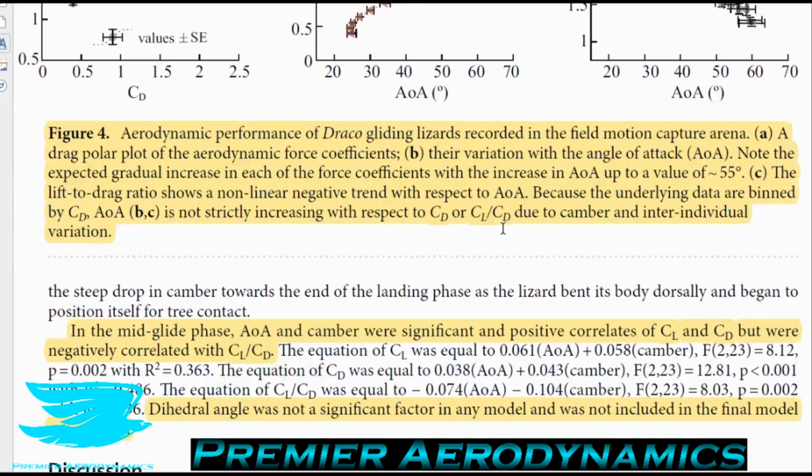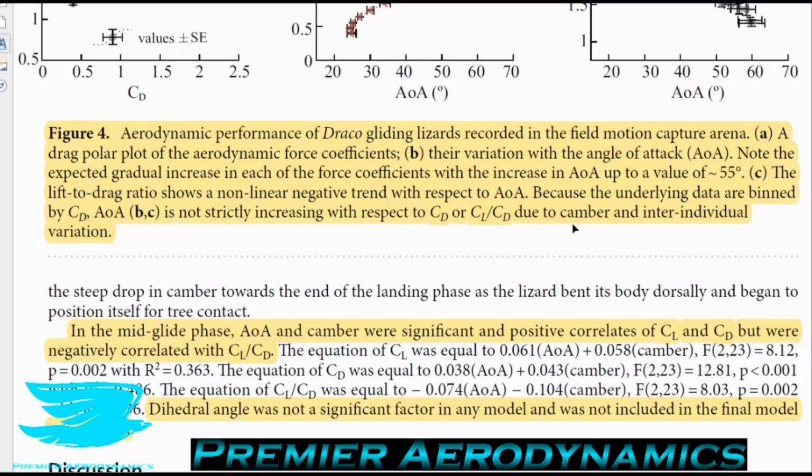So in the mid-glide phase, the angle of attack and camber were significantly and positively correlated to the lift and drag coefficients, but were negatively correlated with the lift to drag ratio. So that makes sense. We were just mentioning earlier that at high angle of attack, you're going to get the best lift coefficient and usually the lowest drag coefficient, but not necessarily. And the higher the camber, the greater the lift coefficient, and also the greater the drag coefficient, actually. But both of these aspects typically reduce the lift to drag ratio.